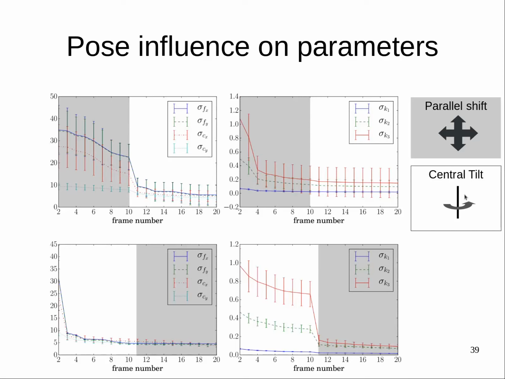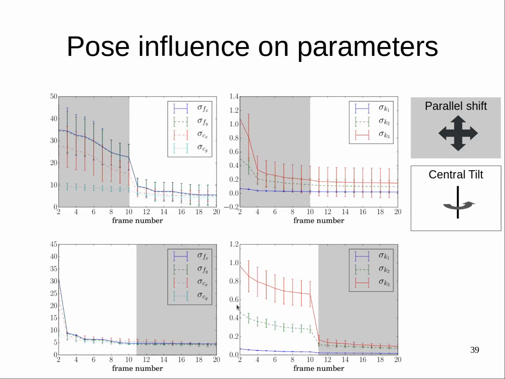So this means that tilting the board in the middle of the image somehow hinders estimating the radial distortion properly. And only once we hold the board parallel to the image plane and start shifting it, the variance drops significantly.